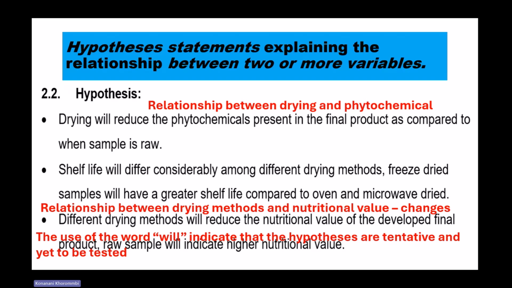The second comment that I make, I say relationship between drying methods and nutritional value. In other words, she says there will be changes. This is what I was saying. The use of the word will indicates that the hypotheses are tentative and yet to be tested. The previous slide says a hypothesis is actually a tentative statement. It's not saying that it is a truth. It is actually a projection, a postulation, a scientific guess that when we have dried these leaves, their nutritional value will actually change. That guess is allowed, and in scientific terms, it is referred to as a hypothesis.